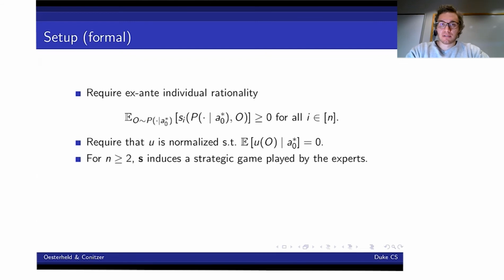Now, one issue is that if there are at least 2 experts, then the experts together play some strategic game where each expert has to choose which evidence to obtain and what report to submit. In general, what evidence you should obtain depends, of course, on what evidence the other experts obtain.